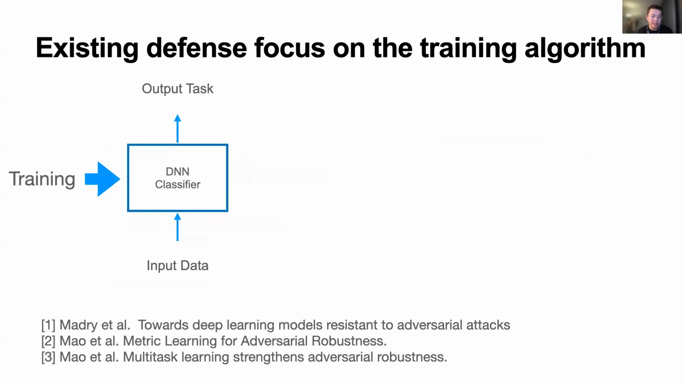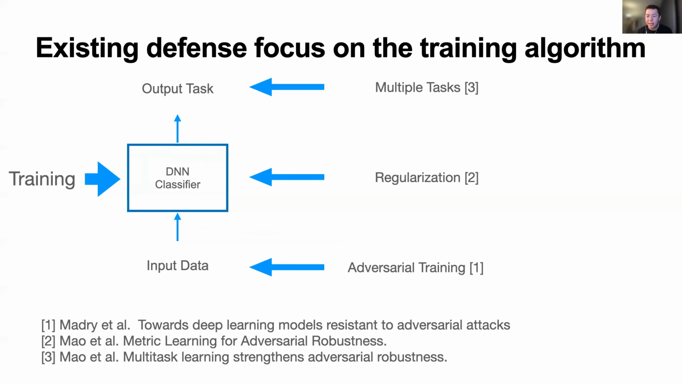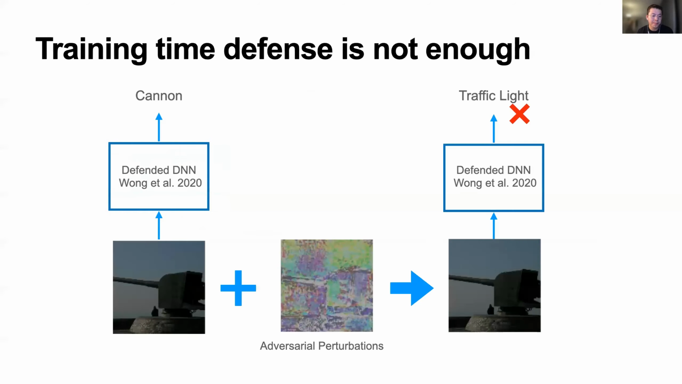There are many methods that defend against adversarial attacks, but they all focus on improving the robustness with robust training algorithms. For example, adversarial training augments the training data with adversarial examples. Model regularization trains the model with additional constraints, and adding more tasks at training time improves robustness.